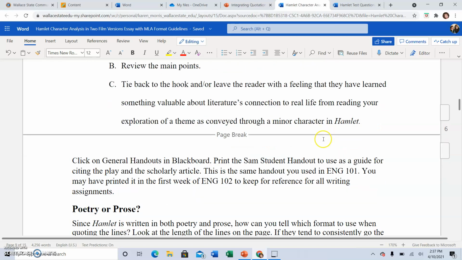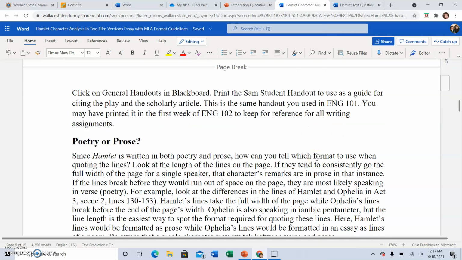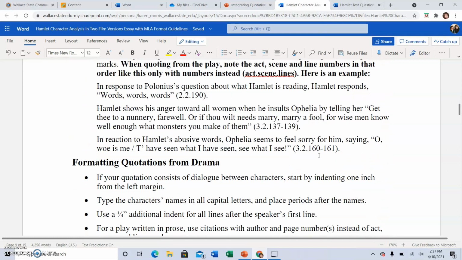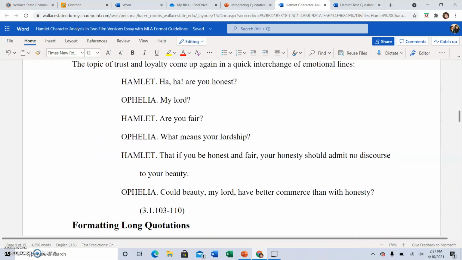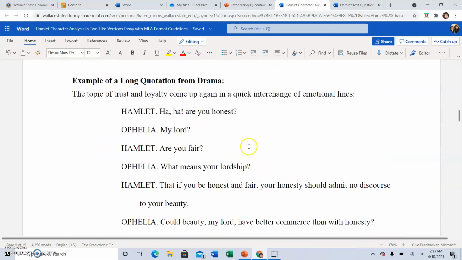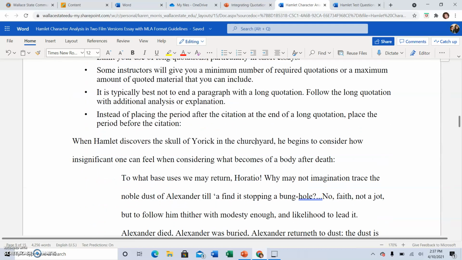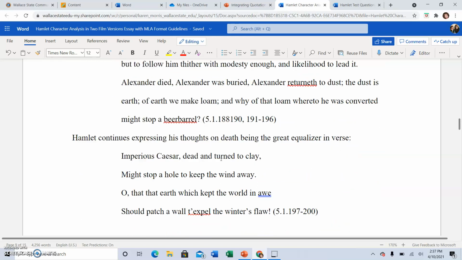Be sure to print the SAM student handout that you would have printed the first week of class and kept with you for every writing assignment. And I have also included the high points about that on the handout for this essay. So be sure to print and read every detail of this essay handout. I have even shown you how to quote from the play and how to do the works cited. So read it carefully, keep it next to you while you write, and let me know if you have any questions.